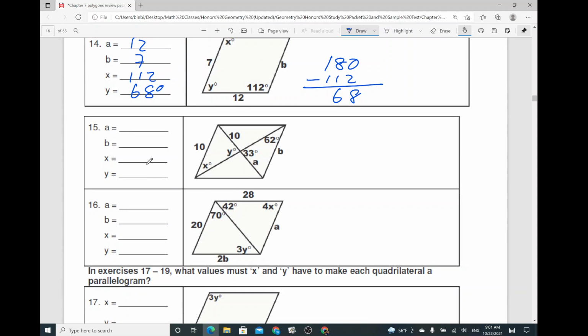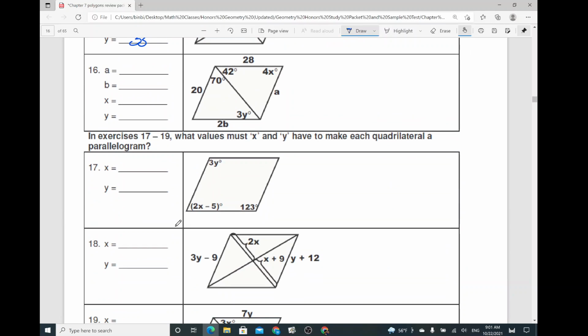And then the rest of that is quite similar. Measure of A, bisecting. If this one is 10, the other one has to be 10 as well. So B, this one is 10, so the other one is 10. X, alternate interior angle, so 62, this one has to be 62 degrees as well. And then Y, vertical angle or opposite angle, so that is 33 degrees, just like that. And the rest of this is just more practice.